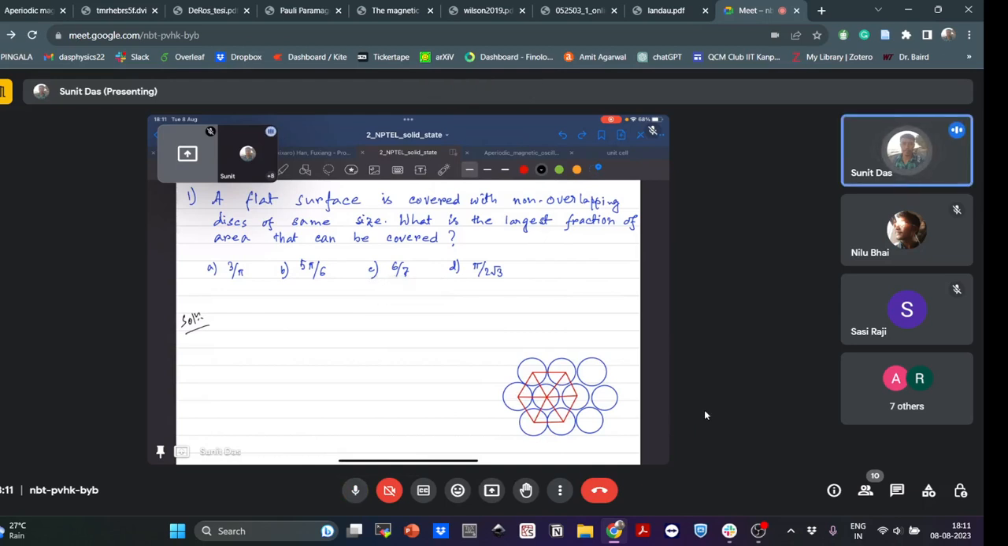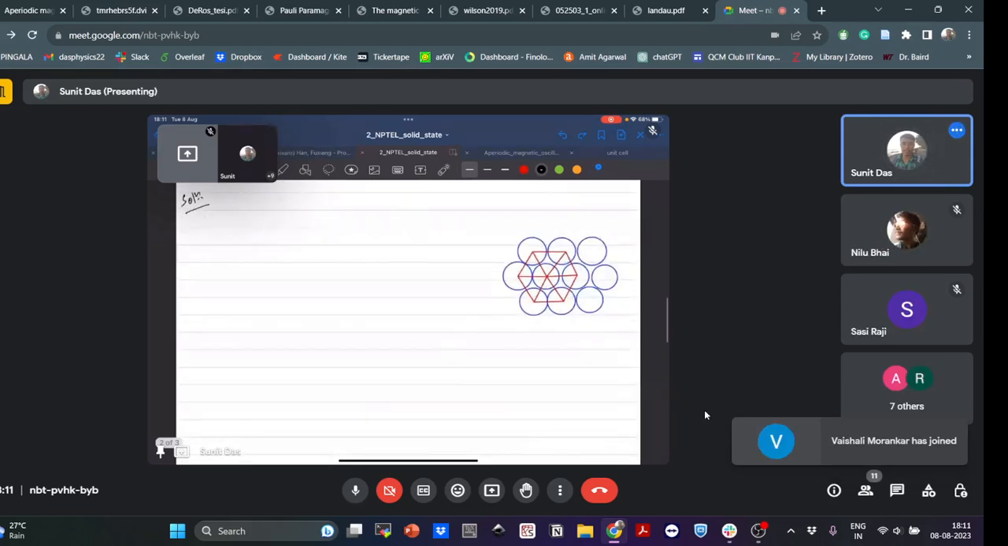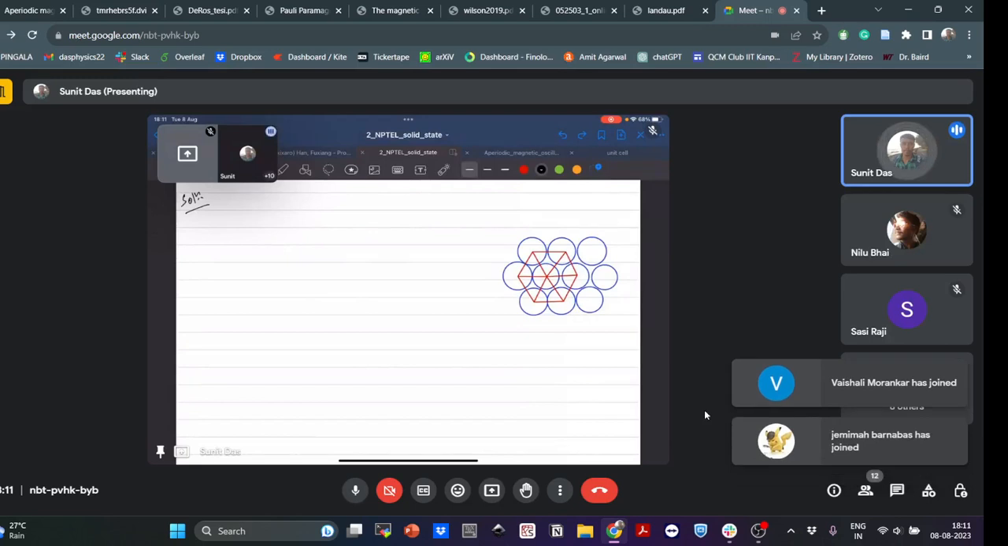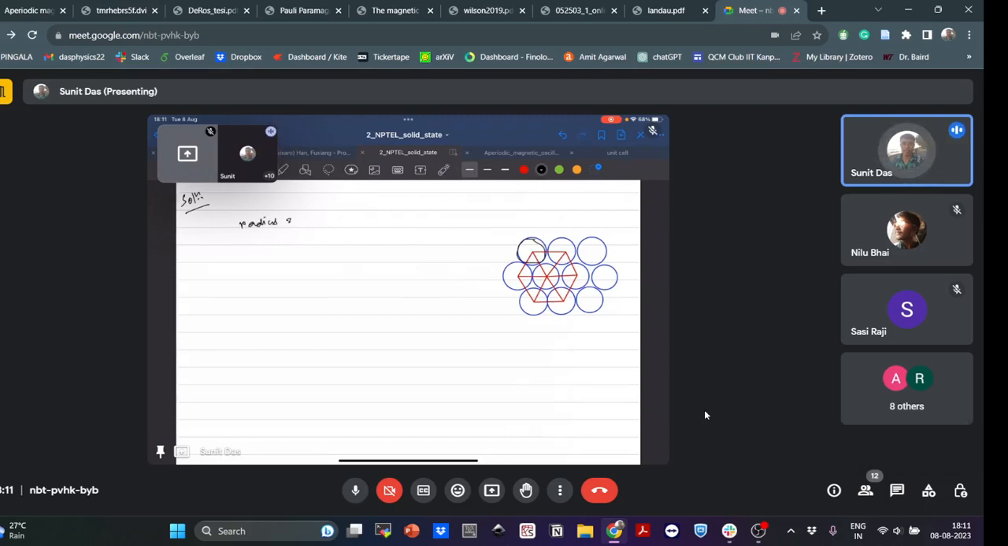Anyone found the answer? Okay, so let me solve it. We need to find the largest fraction of area that can be covered, right? So you have these circular discs. Let's say the radius of each circular disc is r.